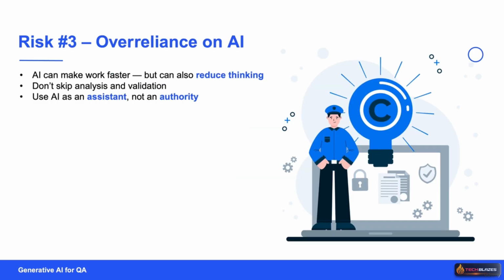One subtle risk is over-reliance. When AI gives quick answers, it's easy to stop questioning them. You might start copying responses without thinking critically. And that's dangerous in testing, because QA is about thinking deeply, not accepting blindly. So always stay in control. Let AI do the heavy lifting, but you make the final call.